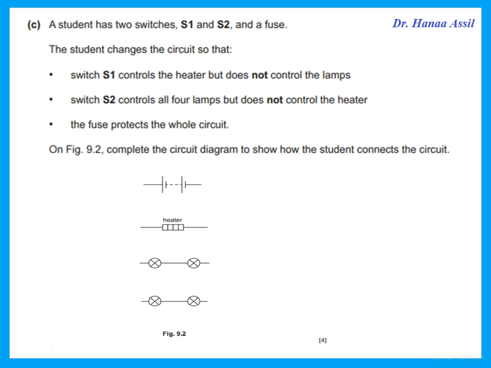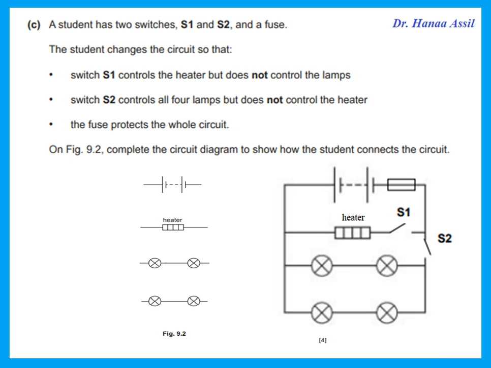A student has 2 switches, S1 and S2, and a fuse. The student changes the circuit so that switch 1 controls the heater but not the lamps. Switch 2 controls all the 4 lamps but does not control the heater. So how do we connect this? The fuse protects the whole circuit. You want the fuse to be connected in series with the whole circuit. The S1 is connected to the heater only but not the lamps, and the S2 is connected to the lamps but not the heater.